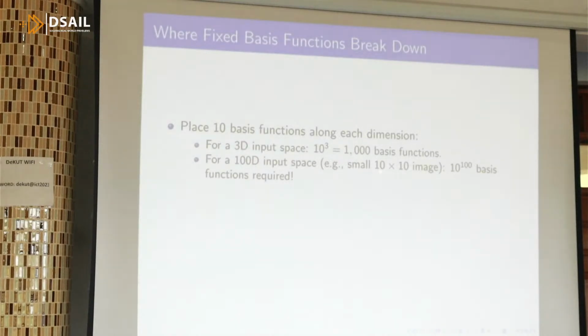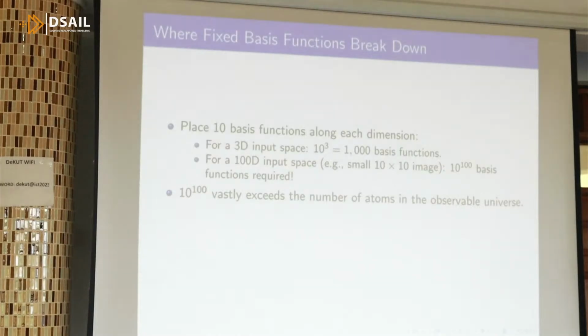Like a 10 by 10 image, for example. If you take a 10 by 10 image and flatten out the array, that's 10 by 10 pixels in total, 100 pixels. That's a 100-dimensional space. You need 10 to the 100 basis functions. Now, in the entire observable universe, you have just 10 to the 80 atoms. That's all, in the entire observable universe, and it's very large. So that tells you that you need more basis functions than there are atoms in the universe. The number of computations is just insanely large. So, the curse of dimensionality.